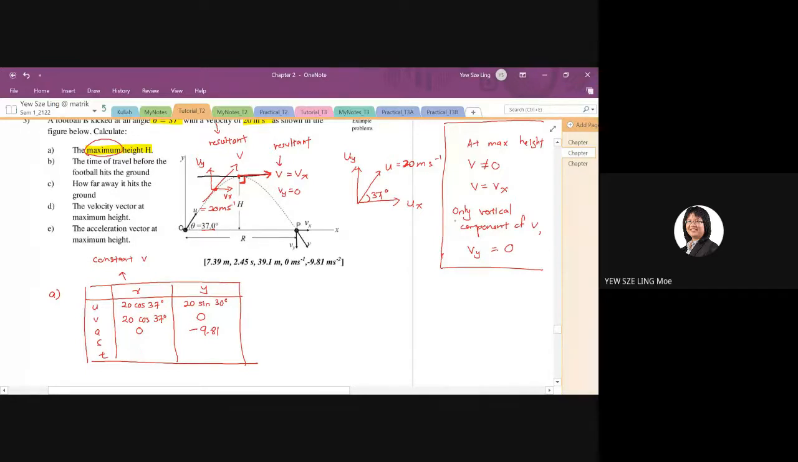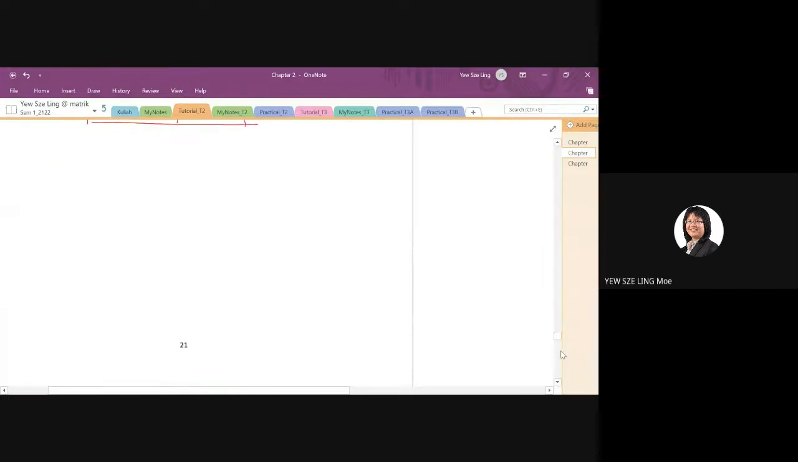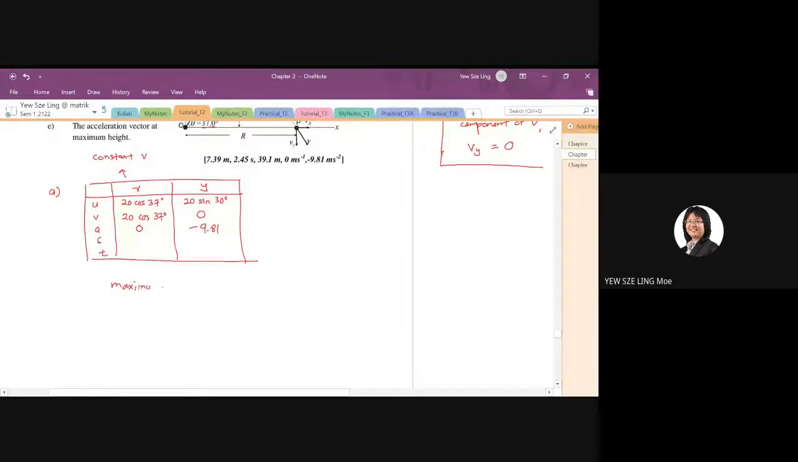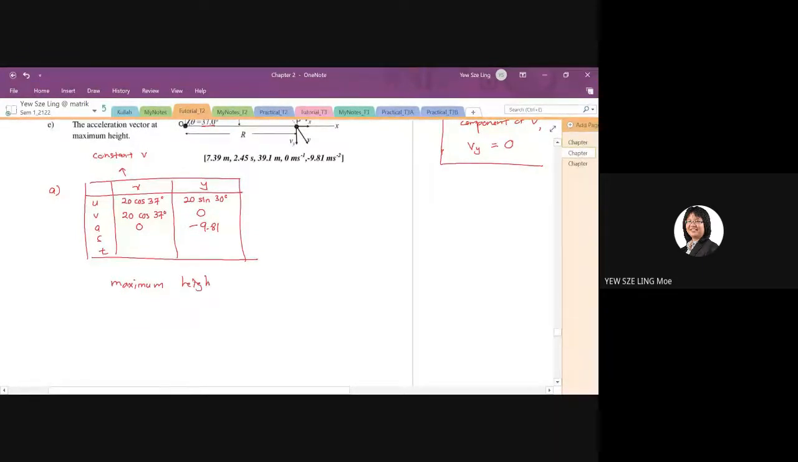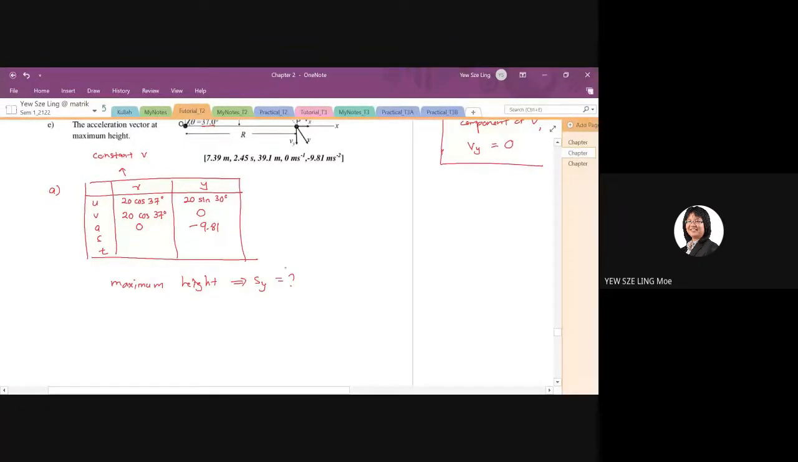Now, how about S? Do we have information about S? I think no. All right, there's no information about S, so we're going to leave it. And then time also, we don't have the time. So the question asks you to calculate maximum height. So maximum height means Sy. Maximum height represents Sy. So Sy equals unknown. Now do we have enough information to calculate Sy?